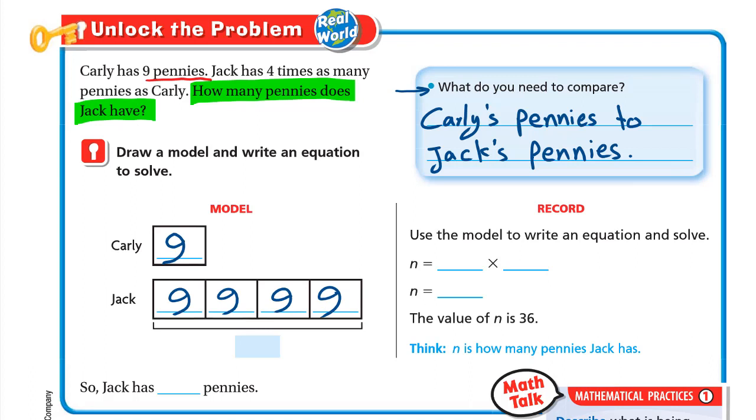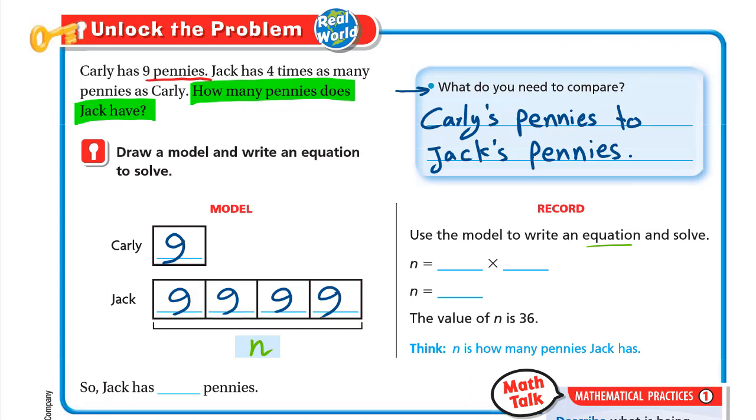Okay, here we can say that how many pennies Jack has is n pennies. We don't know until now, so it's n pennies. N is the amount that Jack has. Okay, so here use the model to write an equation and solve.